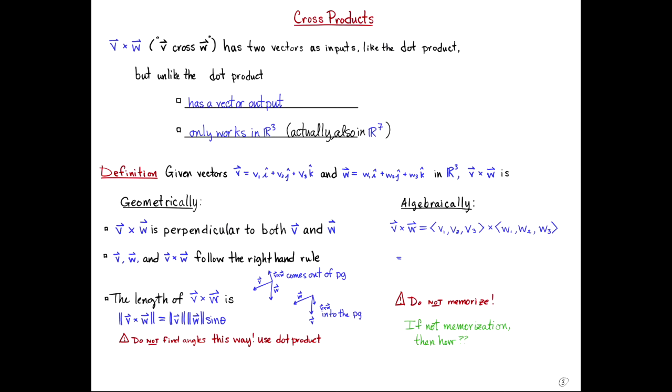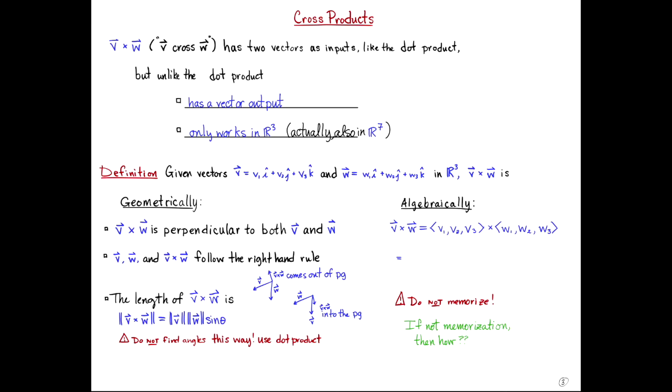Vectors have two components, direction and magnitude. Using the right-hand rule, we know the direction of our vector. The length of V cross W, or the magnitude, is equal to the magnitude of V times the magnitude of W times sine theta. A little word of caution, though, do not find angles this way. Yes, it works, but we have a formula with the dot product.